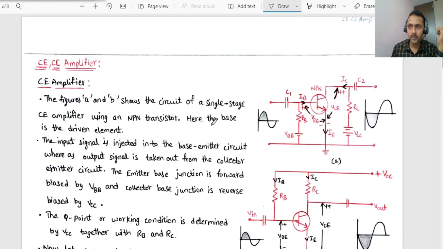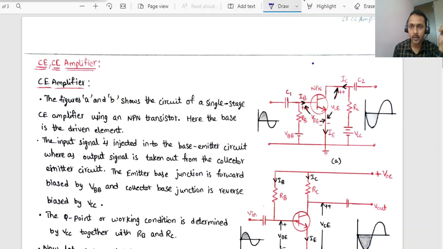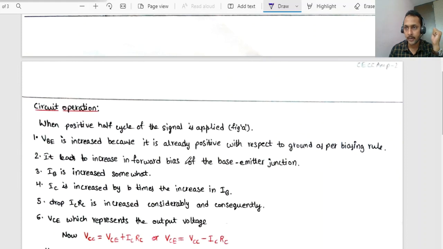In this video, we will discuss the common emitter and common collector amplifiers. We will see the circuit diagram, the basic circuit we have for its operation, where the input will be given and where the output is collected if it is a CE amplifier, common emitter amplifier, and what could be its circuit operation.